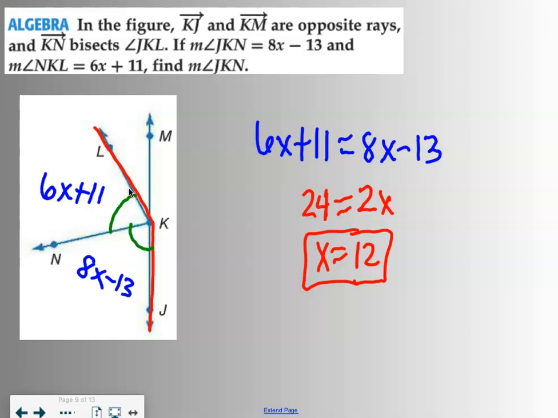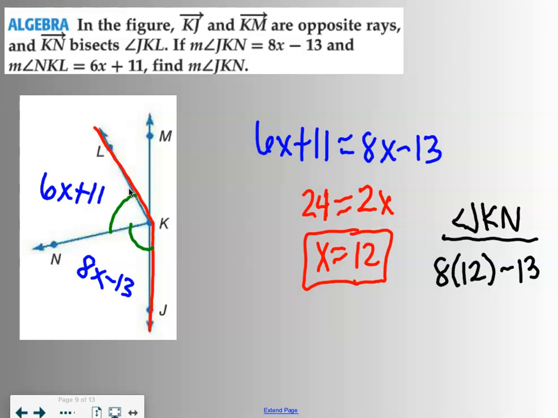So now it says find the measure of angle JKN. What do we gotta do? I want this angle measure. Insert 12 in x. Plug in. What did you guys get? 83? Are we okay with that example? Okay, let's try one more.